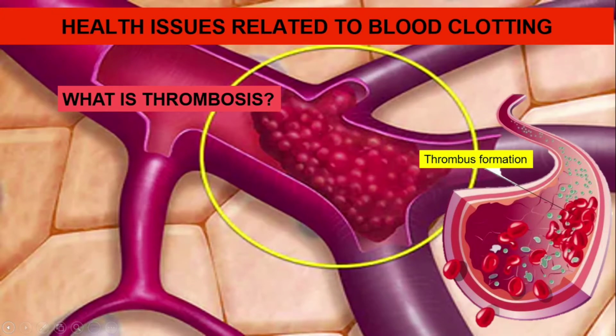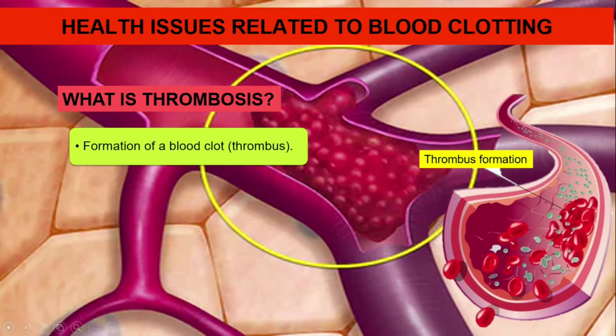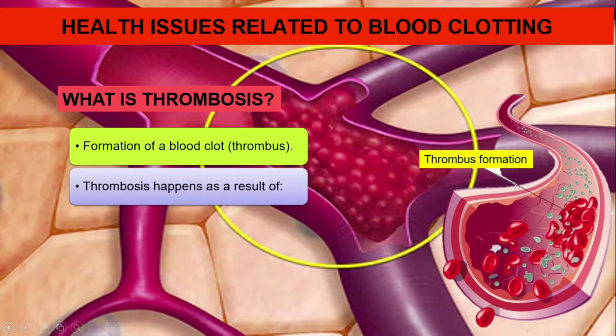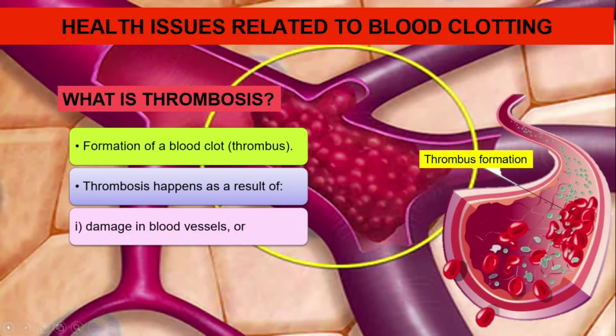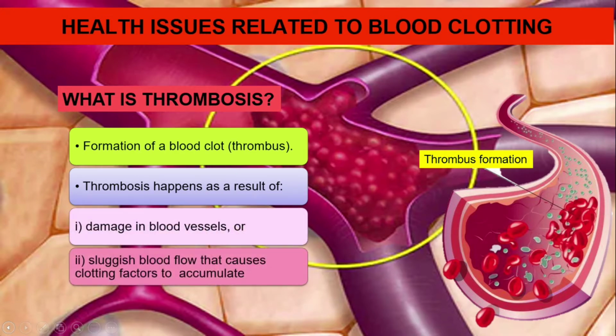Next one is thrombosis. What is thrombosis? It is the formation of a blood clot, or we call it a thrombus. Thrombosis happens as a result of damage in the blood vessel, or sluggish blood flow that causes the clotting factors to accumulate.